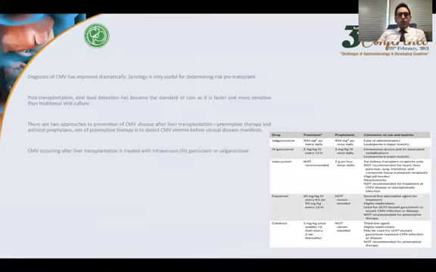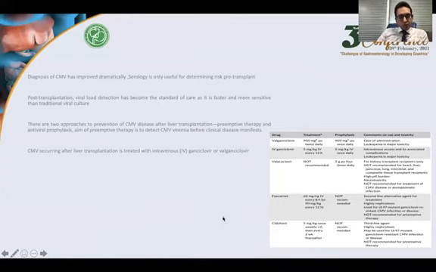Diagnosis of CMV has improved dramatically. Serology is only useful for determining risk pre-transplant. Post-transplantation, viral load detection has become the standard of care as it is faster and more sensitive than traditional viral culture.